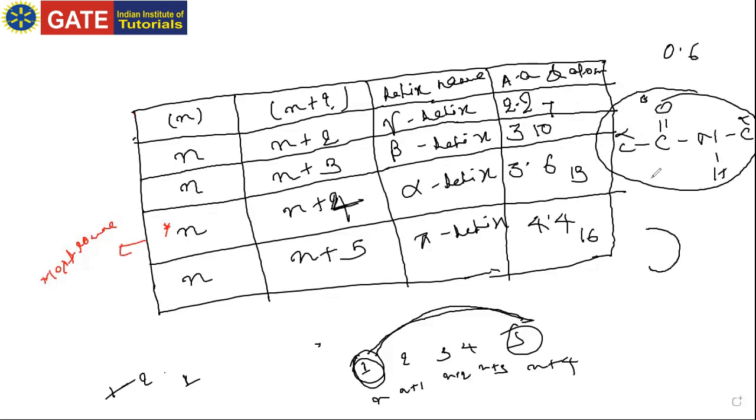Suppose this is the helix. Two complete amino acids will be there, and for the third amino acid, only 0.6 part of the amino acid will be present in one helix. That is the meaning.